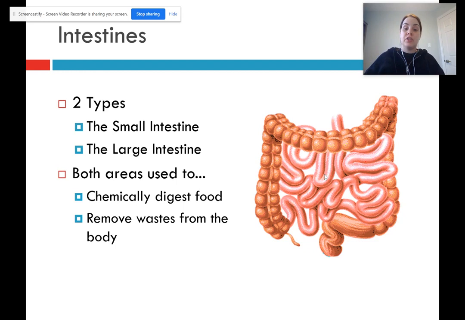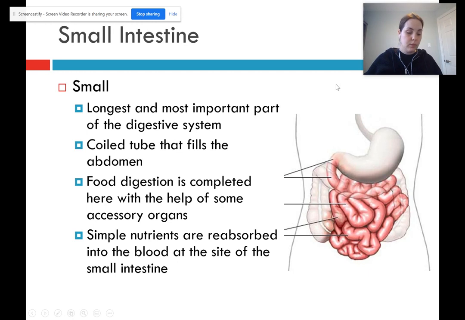And then it enters your large intestine. Okay. Your large intestine, it's a much shorter tube, but it's much thicker in diameter. Okay. Both of those are used to chemically digest your food as well as remove wastes from your body. Okay. So the small intestine is the longest and arguably the most important part of your digestive system. Okay. It's all highlighted in pink right here.